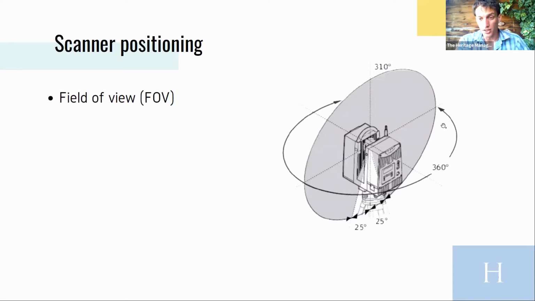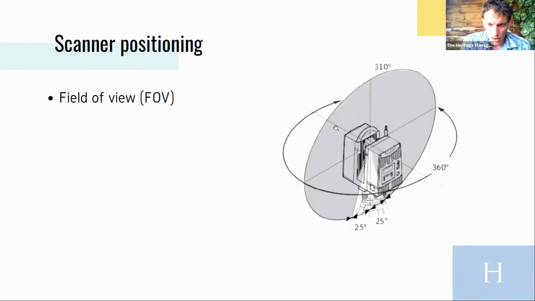Most scanners have a horizontal field of view of 360 degrees. So it is very good to also use this full 360 degrees. So if you have, for example, a room that you want to cover with one scan, make sure that you put it nicely in the center, for example, and then you will have a nice 360 coverage of your scanner.